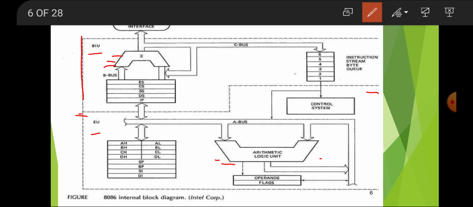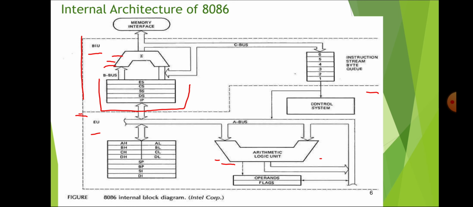Now you can see here, we will start from this block. There is ES, CS, SS, DS and IP. These are nothing but registers. The question in your mind will be what exactly these registers are, so I will take you to another slide.